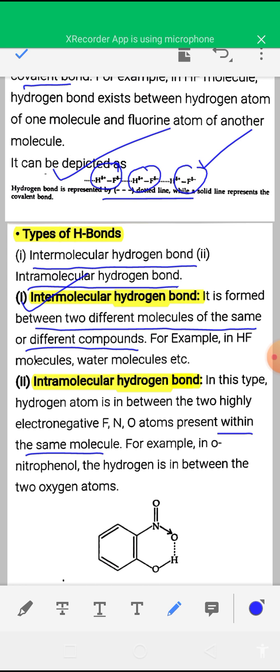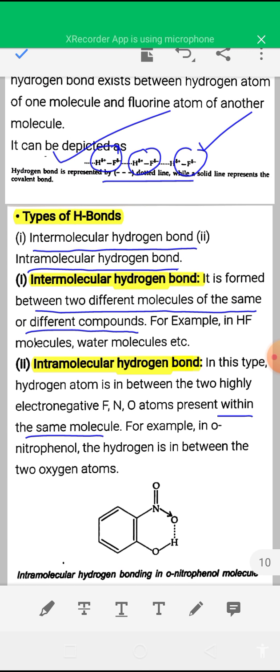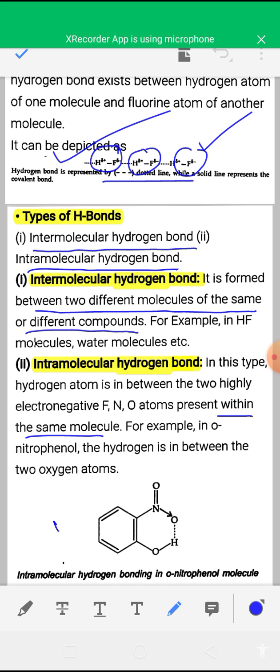And intramolecular means within the same molecule. In this type, the hydrogen atom is in between two highly electronegative atoms present within the same molecule. Hydrogen bond within the same molecule is known as intramolecular hydrogen bond. You can see in orthonitrophenol, a hydrogen bond is shown between the OH group and the NO2 group. This is the hydrogen bond, and it is within the same molecule, so it is an intramolecular hydrogen bond.